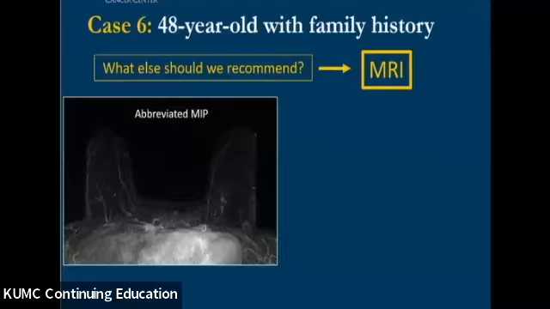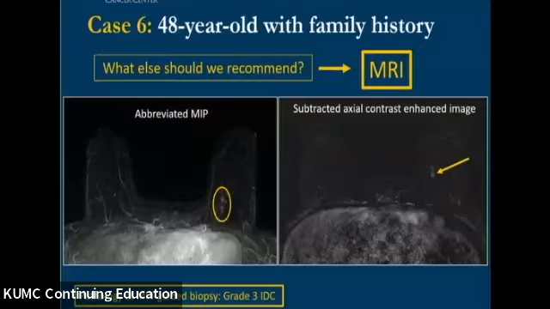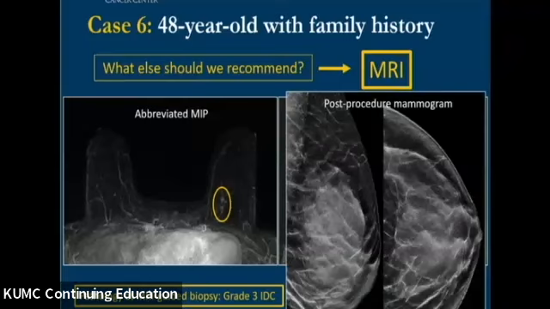So this abbreviated MRI was performed in her. This is her MIP. You can see a small mass with some non-mass enhancement in the posterior and inner left breast. There it is on our subtracted axial contrast enhanced image. This went on to MRI guided biopsy and was a grade 3 invasive ductal carcinoma. I thought this was highlighting one of the advantages of MRI that we don't often think about, which is location and the ability to see posterior tissue. Despite multiple attempts to get the clip visible on the post-procedure mammogram, it was unable to be seen.